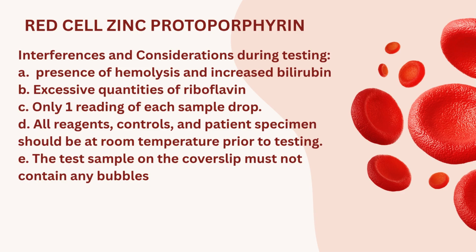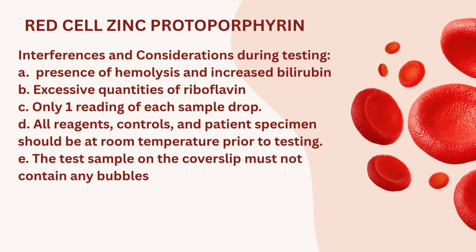Now, what are the interferences and considerations during testing? The presence of hemolysis and increased bilirubin will cause falsely elevated results. Excessive quantities of riboflavin, greater than 10 times the normal serum concentration, will also cause falsely elevated results. Another, only one reading of each sample drop. After 5 seconds in the instrument, photodecomposition may begin to occur and test results will be unreliable.